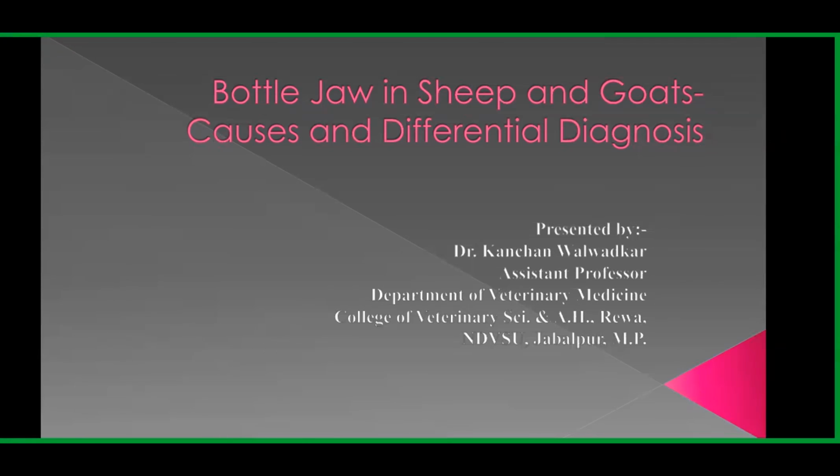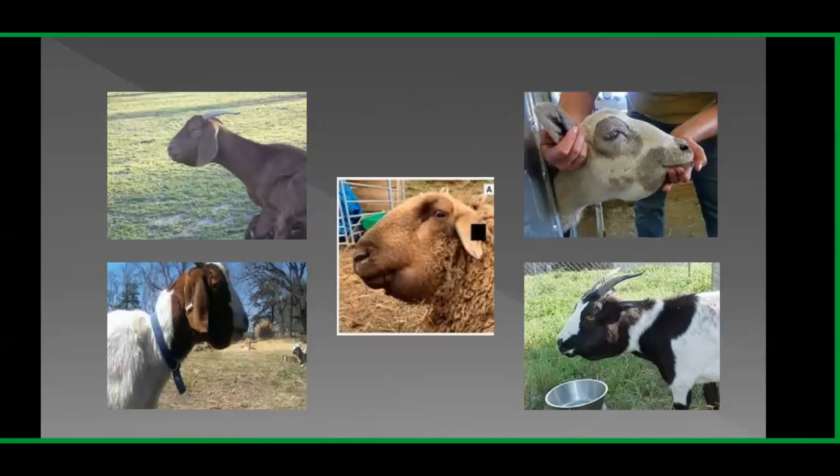Bottle jaw and the causes and differential diagnosis. Let me show some pictures of the sheep and goat which we are having with the bottle jaw. So this is the condition where we can see swelling under the jaw region. So that is bottle jaw.